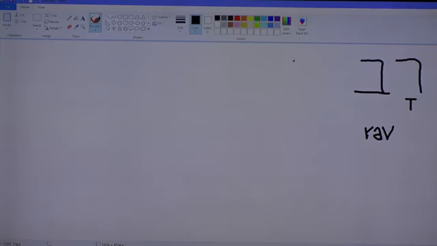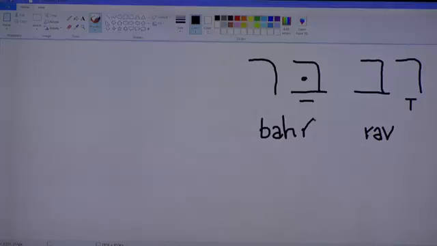Another word needs a bet and a resh, and we'll stick a patach under it, and this is pronounced bar, and it means son. Bar mitzvah, so-and-so, bar so-and-so. Also ben means son, but bar can mean son.